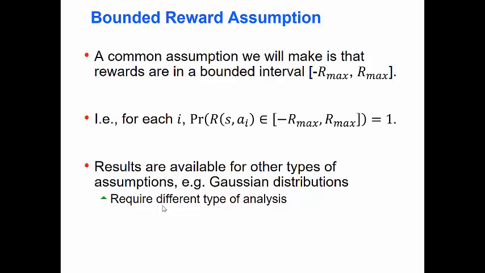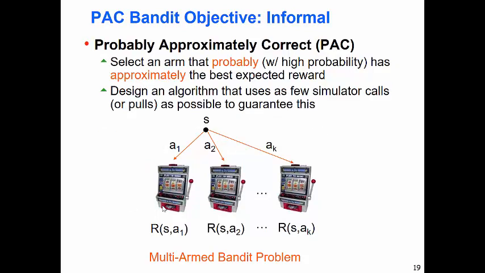You can find a point where essentially the probability of getting something beyond R max and negative R max is minimal. But there are different analyses, and you can always look those up if you need them. But for now, we'll deal with the bounded case. And remember, I said when I give you a bandit problem.